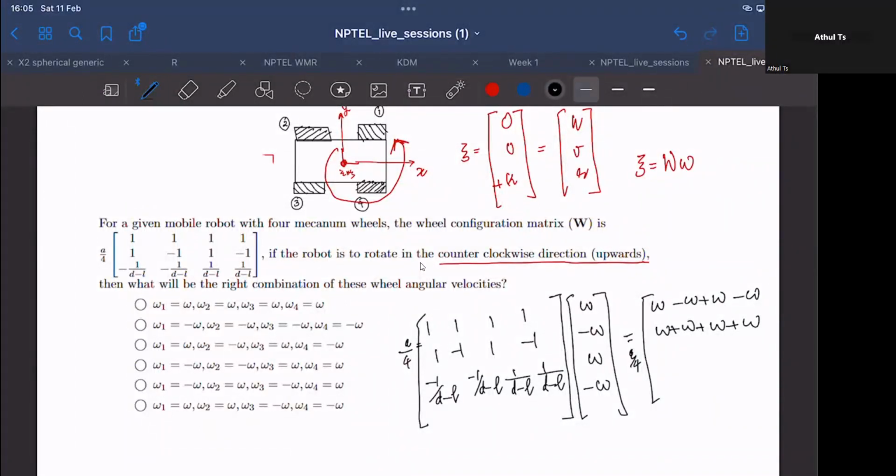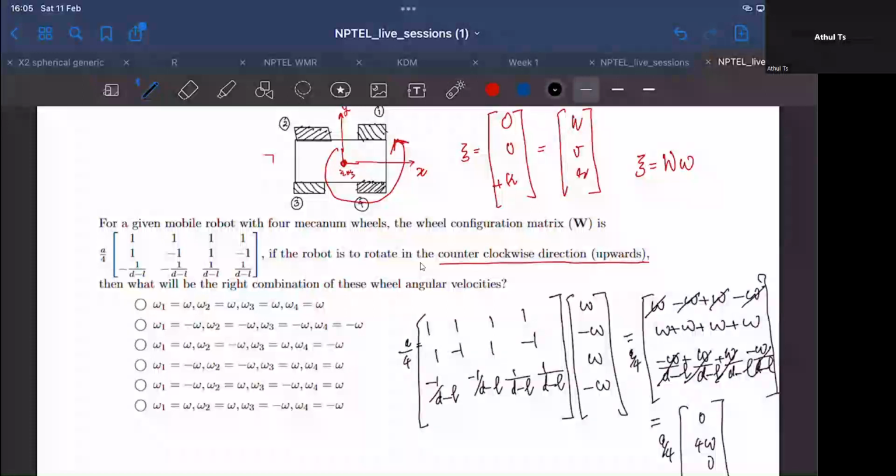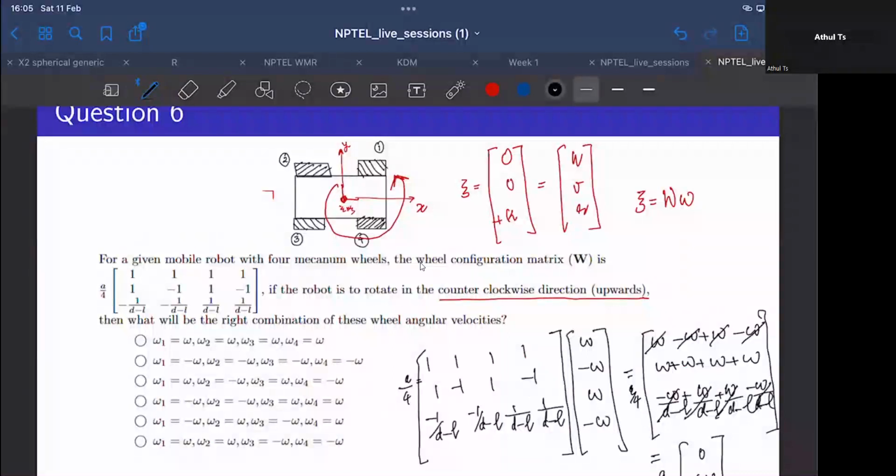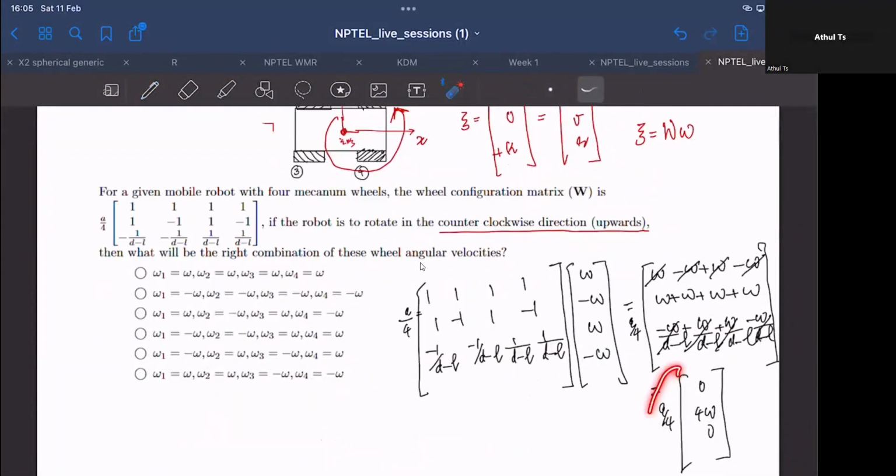The third row would be minus omega by d minus L, omega by d minus L, omega by d minus L. This is plus, again minus omega by d minus L. So this and this cancel, this and this cancel. In the first row also, this and this cancel, this and this cancel. So our answer would be A by 4 times 0, 4 omega, 0. Again, this is not the case we want. We want the non-zero element to be at the third row. But in this case, we have a non-zero element at the second row. Clearly, this is not the case that we require.